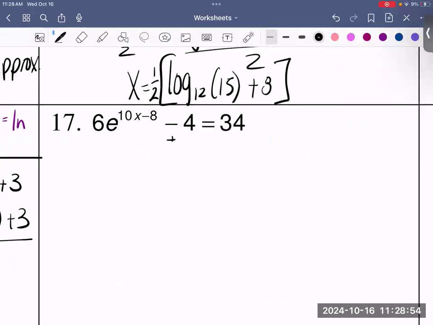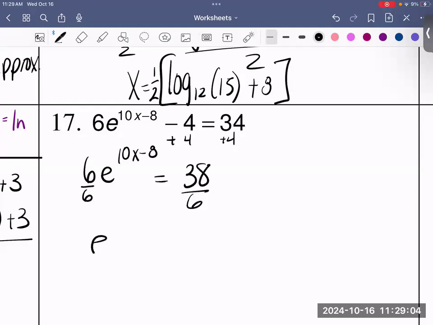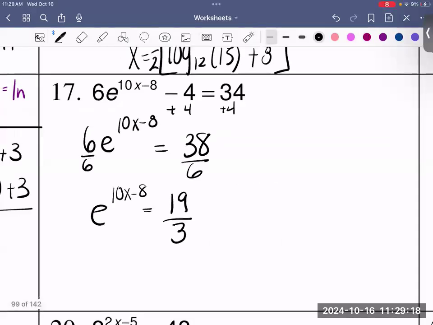So let's add 4 to both sides. 6e to the 10x minus 8 is equal to 38. Divide everything here by 6. E to the 10x minus 8. So 38 divided by 6. If we wanted to reduce it as a fraction, we could do it here to make 19 over 3 as a reduced fraction. Now again, we can write your logarithm, or you can go ahead and swoop if you prefer.